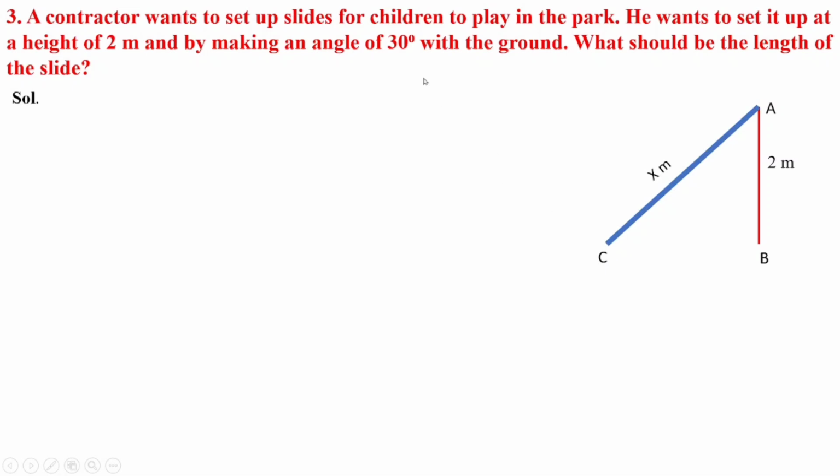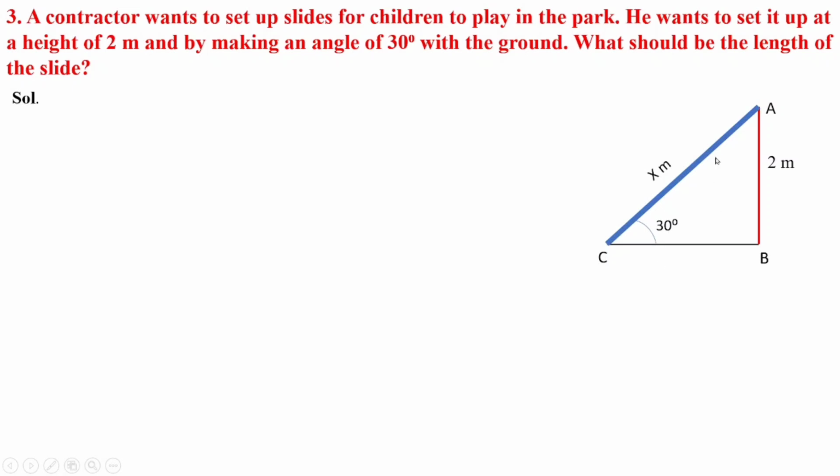Now I know the angle. How much is the angle here? 30 degrees. So the angle of the slide is 30 degrees. This is the diagram for the given question. AB is the height of the slide, given in the question as 2 meters, and AC is the length of the slide, whose value we have to find out. I assume it to be x meters, and the question says the angle made by the slide with the ground is 30 degrees.